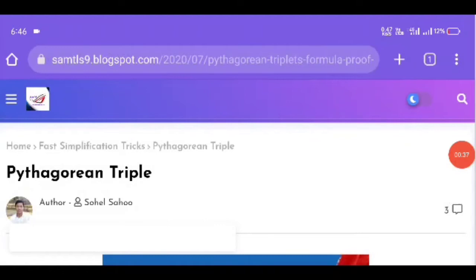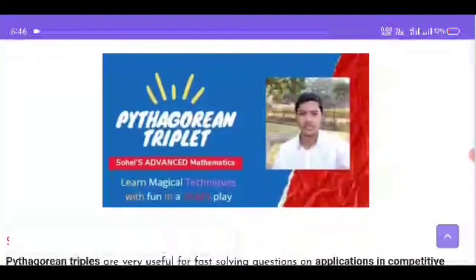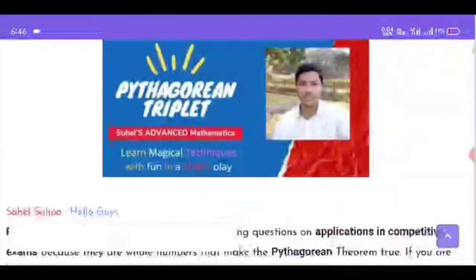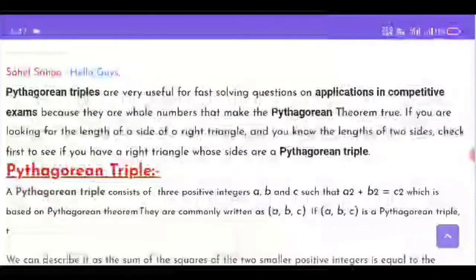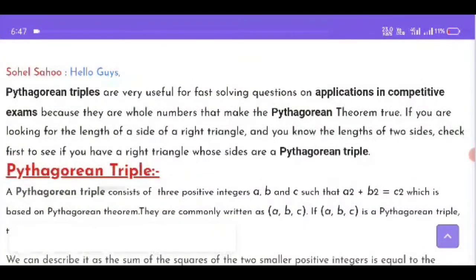Pythagorean triple article, and you can see this template: Pythagorean triplet, Sohel's Advanced Mathematics, learn magical techniques with fun in a child's play. Hello guys, I welcome you to Pythagorean triples. Pythagorean triples are very useful for fast solving questions and application in competitive exams because they are whole numbers that make the Pythagorean theorem true. If you are looking for the length of a side of a right triangle and you know the lengths of two sides, check first to see if you have a right triangle whose sides are a Pythagorean triple or not. Okay, let's move back to the definition of Pythagorean triple.